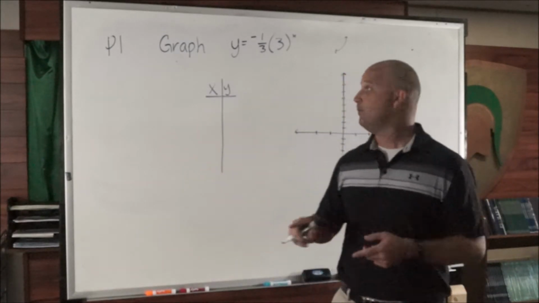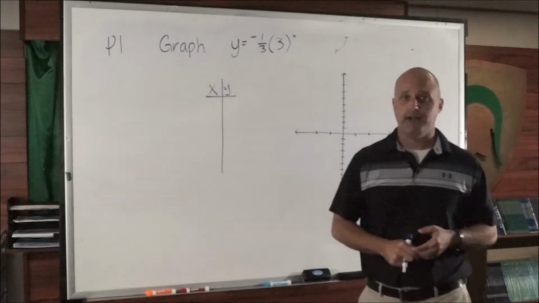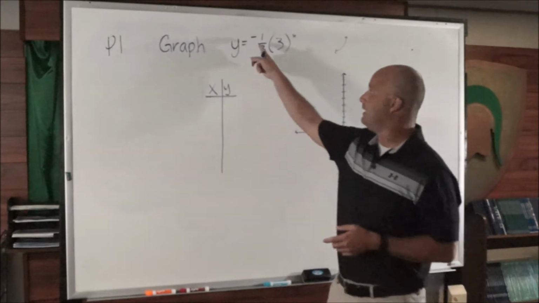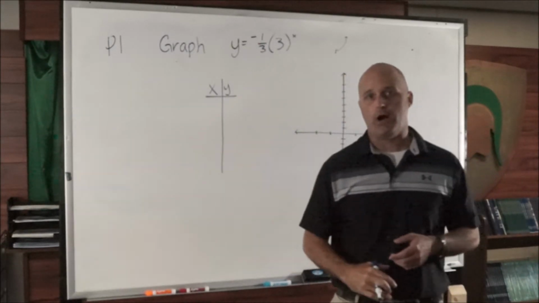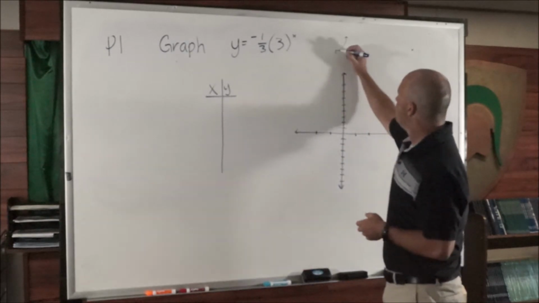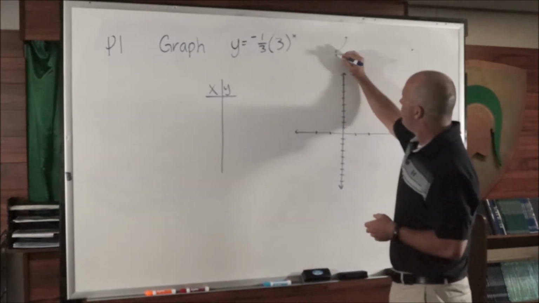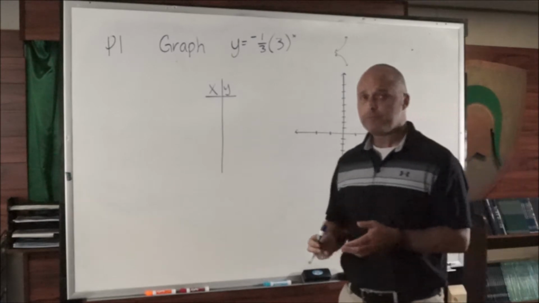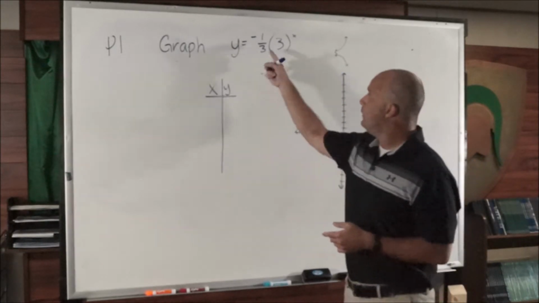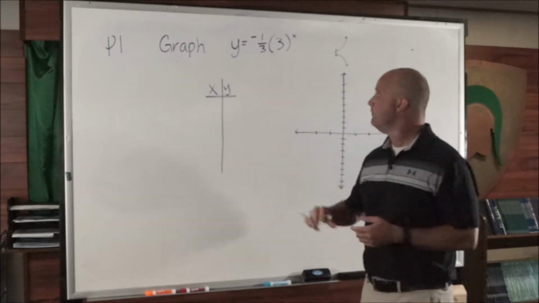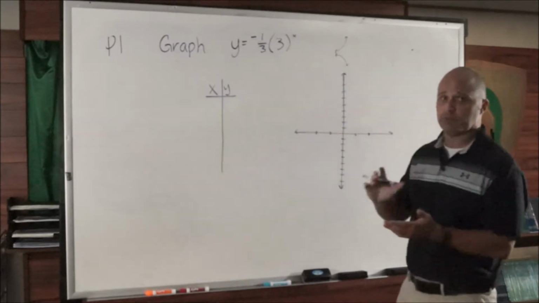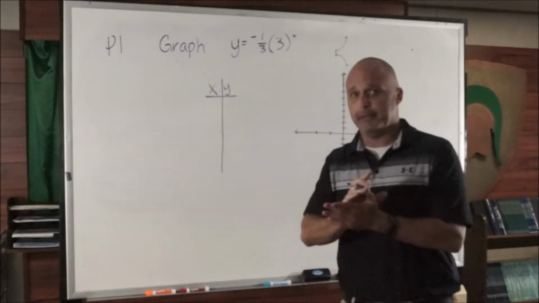That is, until we get to the a value. The a value tells us that because it's negative, it's going to be flipped over the y-axis. So instead of looking like this, it's instead going to look like that. Then the other part that we know is, since the a value is 1/3, it's going to be compressed. So it's going to get smushed up a little bit.